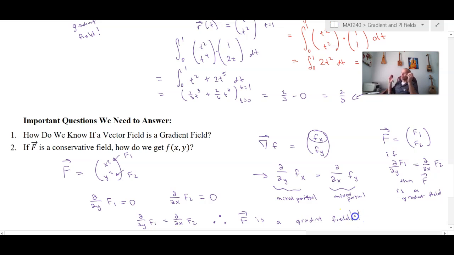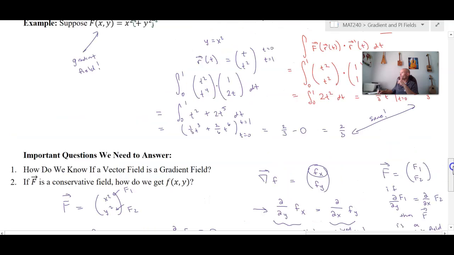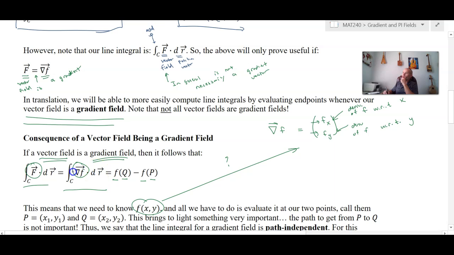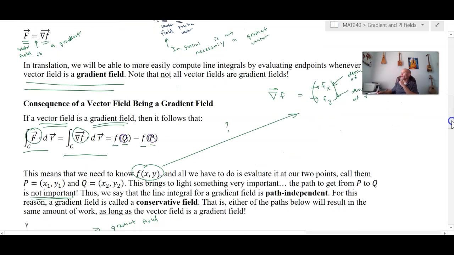Excellent. Once we have that established, now we said that a path-independent field, let me back up here for a quick second, a gradient field will have this property that all you really need to know is the starting position and the ending position of your path, and that we, from the gradient field, can recover this function f, and then evaluate that function f at our two endpoints.